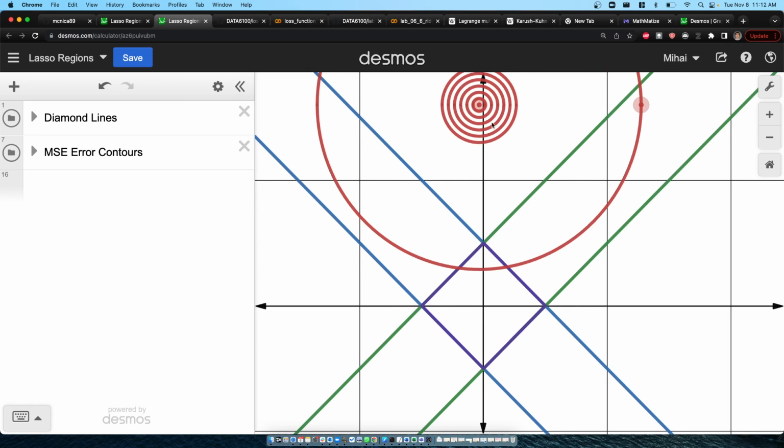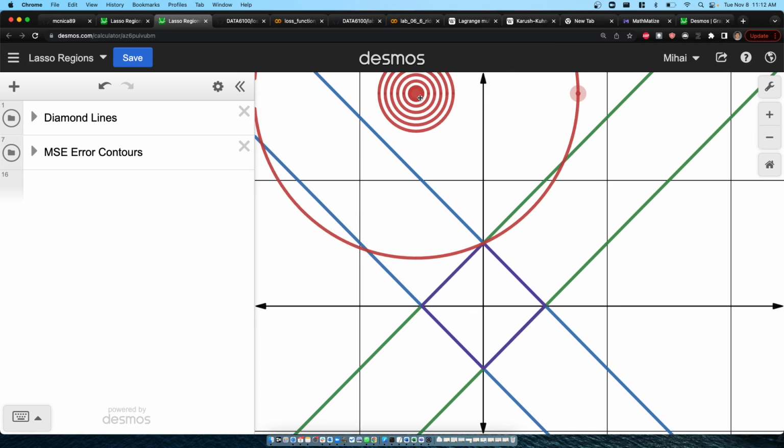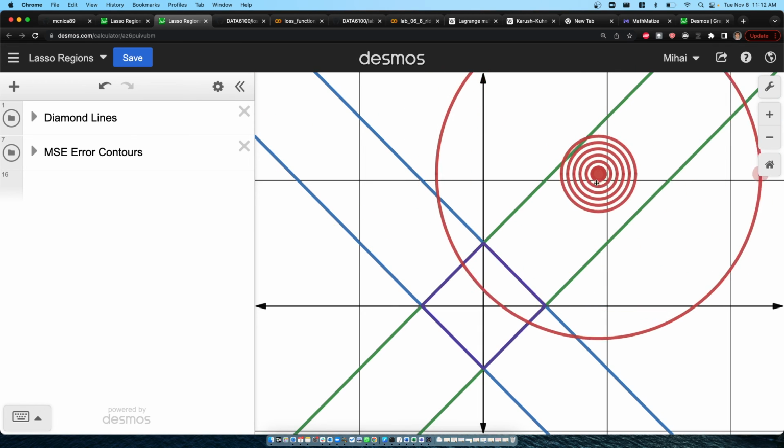So 12 o'clock is the correct answer because in this region, you end up at the corner, and the corner has an x-coordinate of 0. So beta 1 equals 0. So the lasso, if the true value is anywhere in this big region up here, this 12 o'clock region, it will eliminate a variable. What happens if you're in the 3 o'clock region over here?